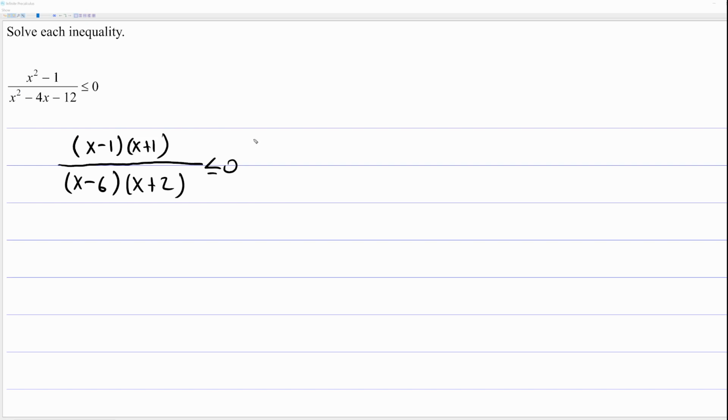So the numbers that we have to worry about on our sign chart in this example aren't just the zeros, but also the numbers that are not in our domain. So we have x equals 1, x equals negative 1, x equals 6, and x equals negative 2. So we'll start with negative 2, and then we'll go to negative 1, and we'll go to positive 1, and then we'll go to 6.